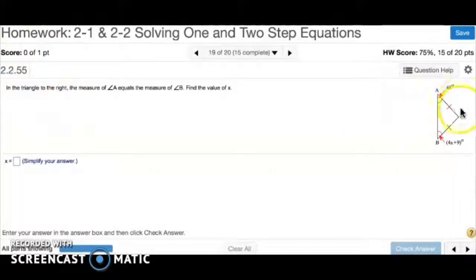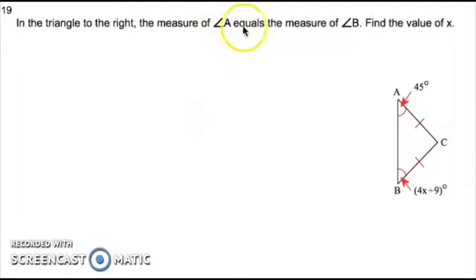19. In the triangle to the right, the measure of angle A equals the measure of angle B. Find the value of x. Now this symbol in each of these means angle, and we're told both of these are equal. That is because this triangle is what we call an isosceles triangle, meaning the sides across from the angles are equal in length. So what we need to do is set the measures of each angle equal to each other.